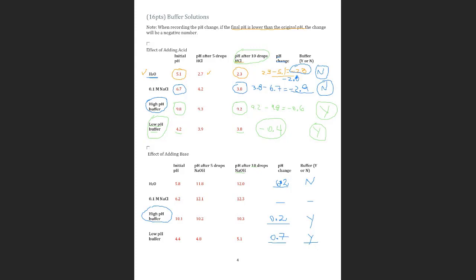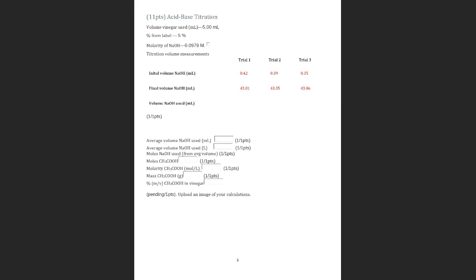Okay, so this is the first part. Let's continue here. Then comes the part of the acid-base titration. They are giving us the information: how much vinegar we had in the flask. We have 5 ml. It says that it should have about 5% of acetic acid. They're telling us that we should get something similar to 5 because the label says that 5% of that vinegar is acetic acid.